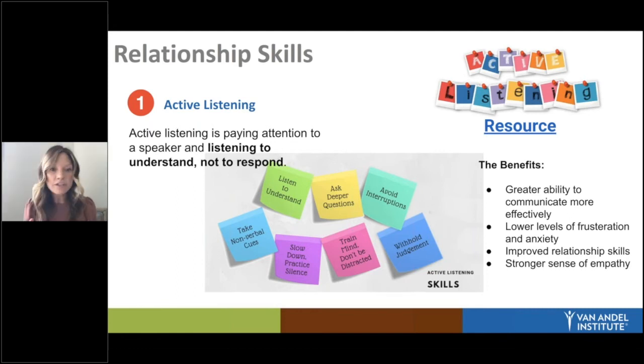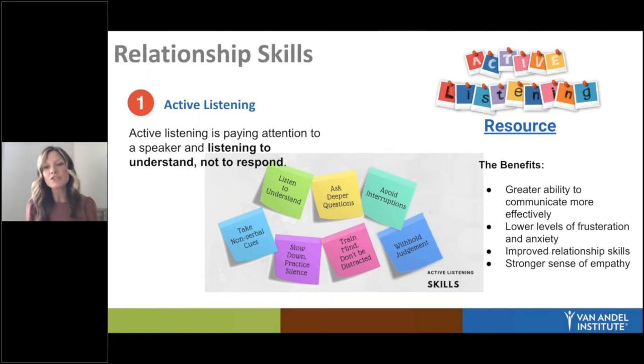So again, it's listening to understand, it's asking deeper questions as a result of what they heard. It's avoiding interruptions. It's also taking nonverbal cues, those things that we're doing with our face and our hands, and learning how to use them as they're listening. And knowing sometimes it's important to slow down, pause, and practice silence. Also, just training our mind to do this. This is the most difficult part, is training all of us on how to be active listeners and not get distracted. And when they're listening, teaching them to withhold judgment. Remember, we're just listening to understand and then possibly thinking about ways that we can respond in appropriate ways.